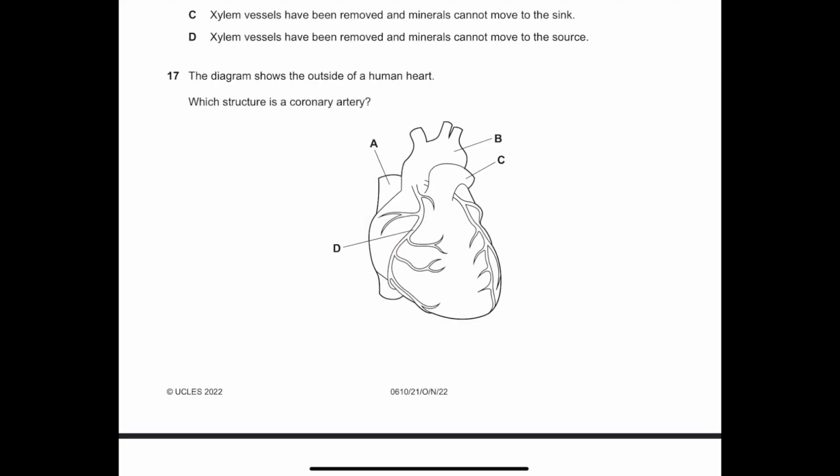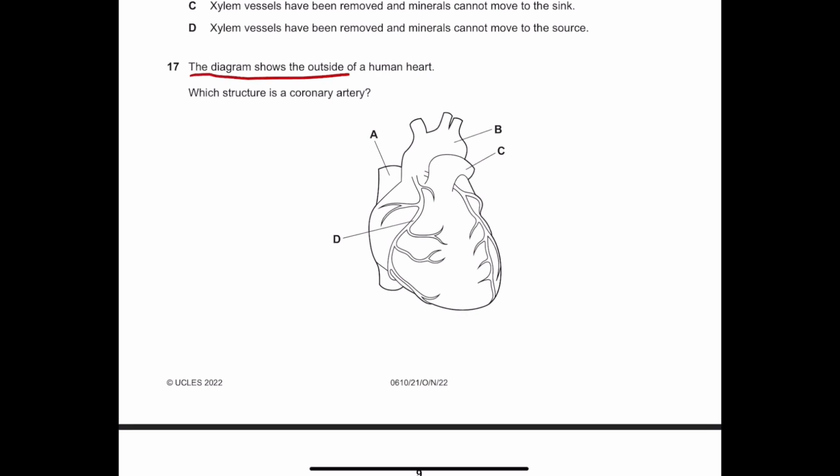Number 17. The diagram shows the outside of a human heart. Which structure is a coronary artery? This is a quick and easy question. Answer should be D.